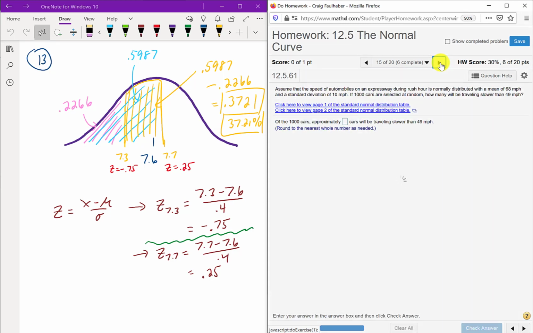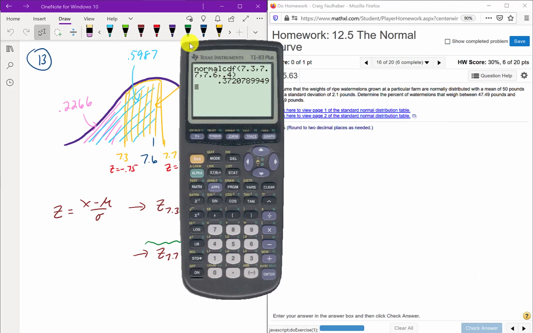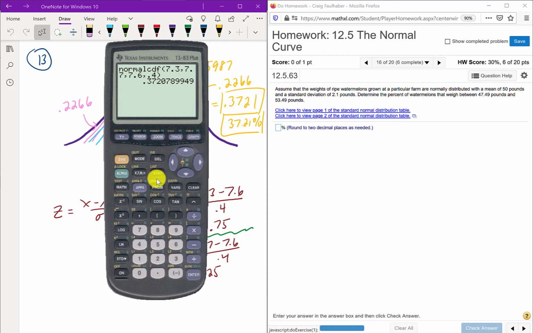Let's go up to problem 16, and we're talking about ripe watermelons grown at a particular farm. They're normally distributed with a mean of 50 pounds and a standard deviation of 2.1 pounds. Let's determine the percent of watermelons that weigh between 47.49 pounds and 53.49 pounds. Feel free to do this with the tables, but what I'm going to do is just type everything that we need to type into the calculator and see if we can get the right answer that way.